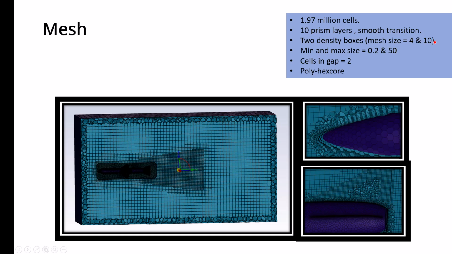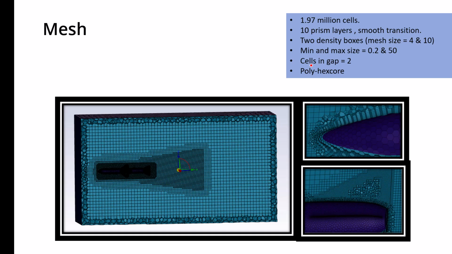I would recommend that the second size may be reduced to maybe like an 8 or maybe 7. The minimum and maximum sizes were 0.2 and 50. Why 50? Because the domain size now increased, so there is no point of having a 20 size there. So this much, even this I think is a fine mesh. But at least you should have some cells, so I put the 50 here. Cells in gap were 2 and polyhedral were the same. This time the number of cells in the gap reduced from 3 to 2, because I found that this does not make any difference at all.